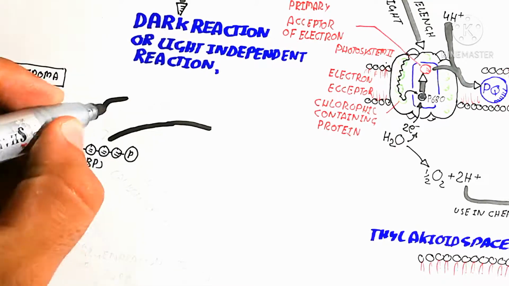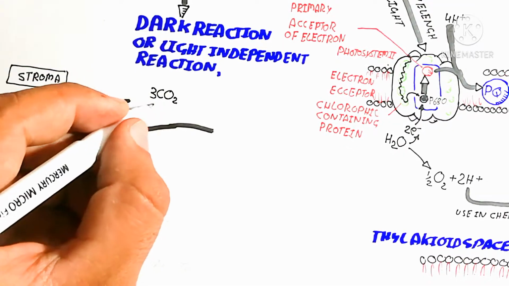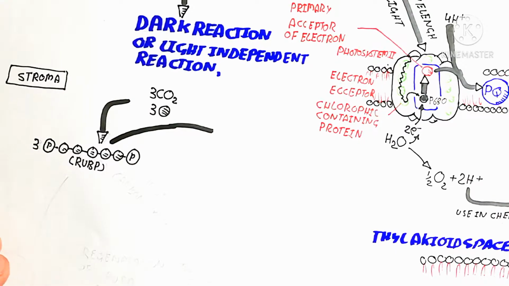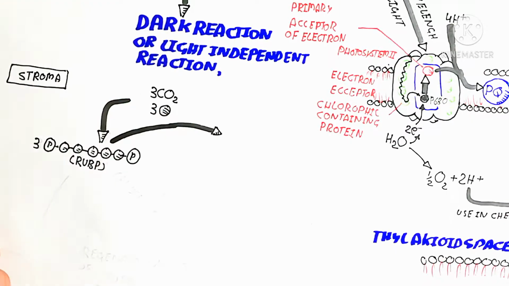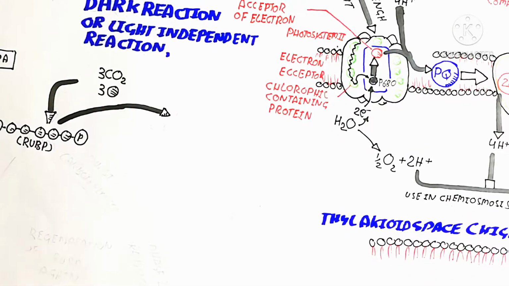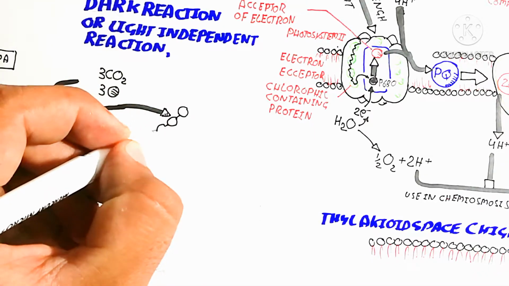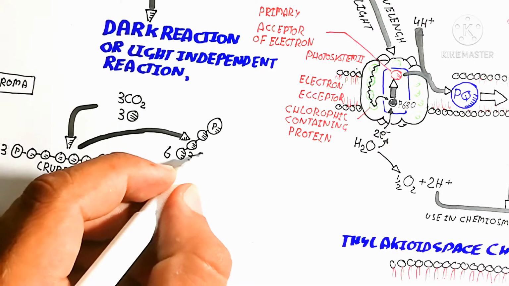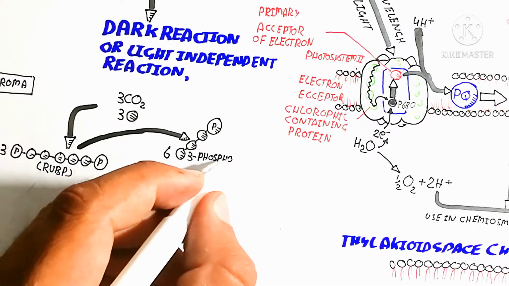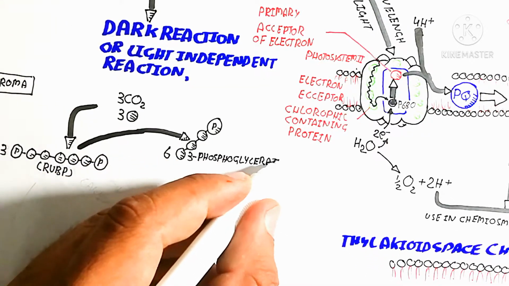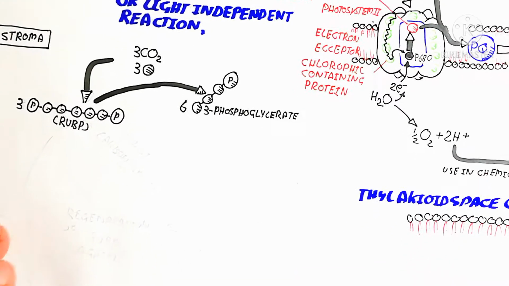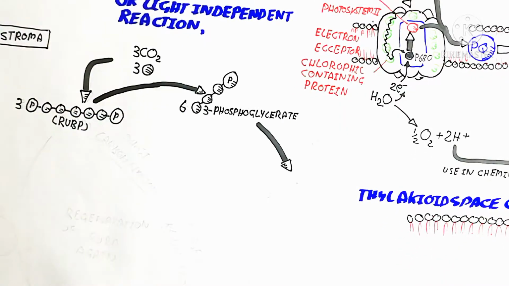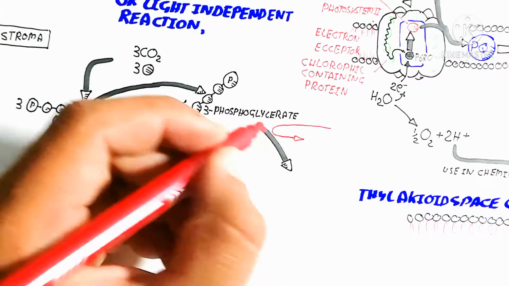So here is the ribulose bisphosphate, or RuBP, which accepts 3 molecules of carbon dioxide. It means a 3-carbon containing compound. So these 3 molecules of RuBP, which receive the carbon, are converted into 6 molecules of 3-phosphoglycerate. So there's the conversion. It means 6 molecules.